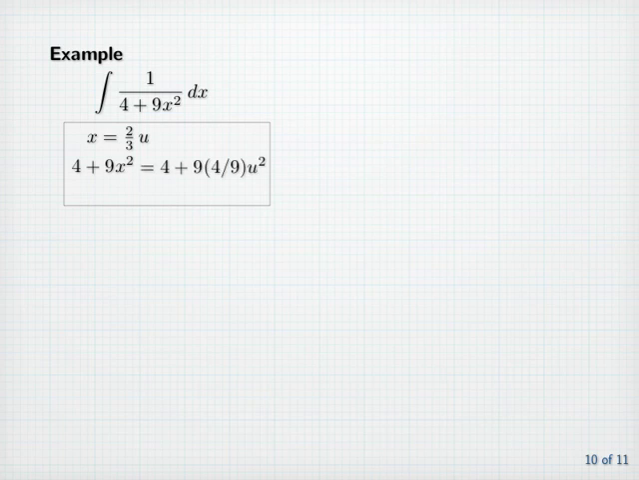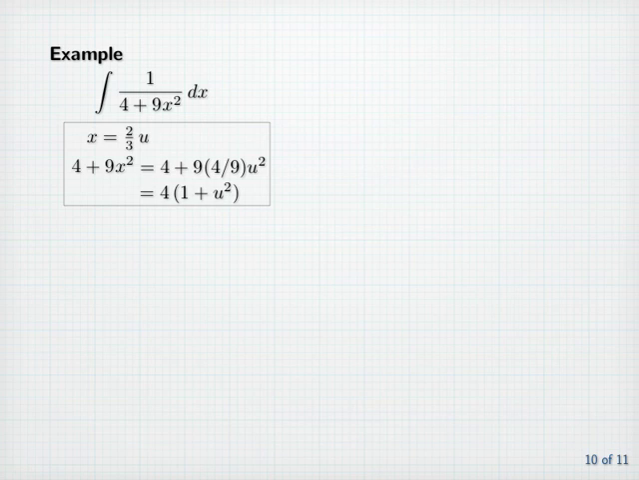Now that may seem a bit mysterious, but notice what happens to 4 plus 9x squared. It's equal to 4 plus 9 times 2/3 squared times u squared, which is 4 plus 4u squared, and notice now we can factor out a 4, and we have 4 times 1 plus u squared. So the reason for the 2/3 was to make the coefficient of the square term the same as the constant term, so that factoring would reveal a 1 plus u squared.